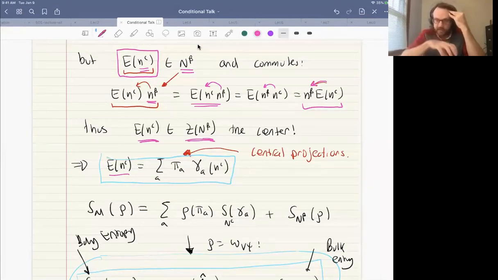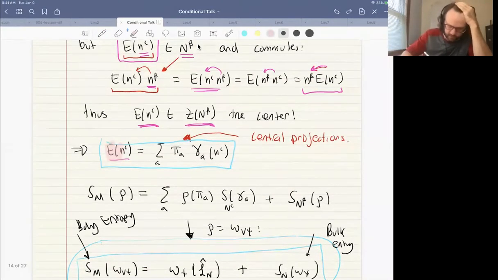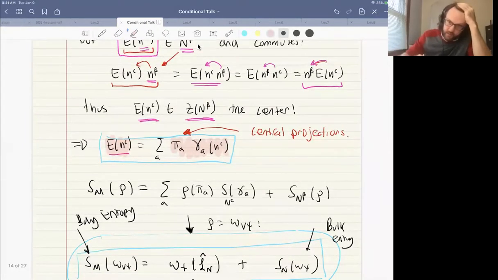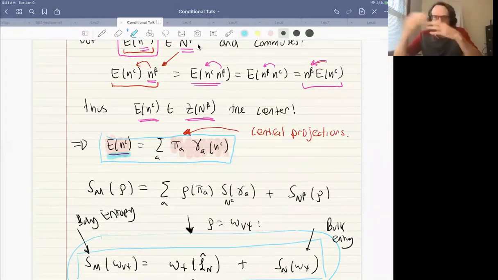So their state is a linear functional from the relative commutant to the complex numbers. So if we apply E here, we get a sum over the central projectors times gamma, which are the states. But it's important to emphasize that these states just depend on the conditional expectation. They don't depend on the state that we're interested in on the code subspace. They're state independent in that sense. They just depend on a given conditional expectation.